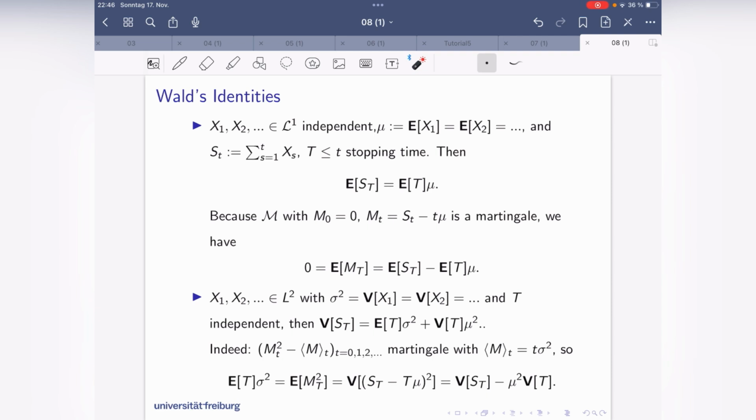So that worked for the expectation, and now you want to compute something on the variance. So assume they all have the same variance σ², and now T must be independent of the X's. Then the claim is that the variance of S_T has two terms. The expectation of T goes with the σ², and the variance of T goes with the μ². And the reason is, well, now we consider the martingale M_t minus the square bracket process. And the square bracket process, so the increasing process, we computed this as t times σ².